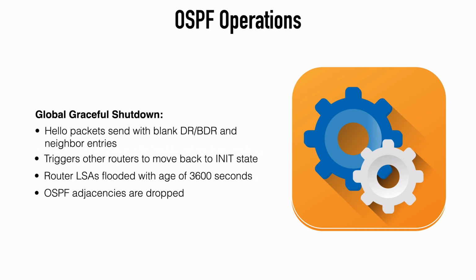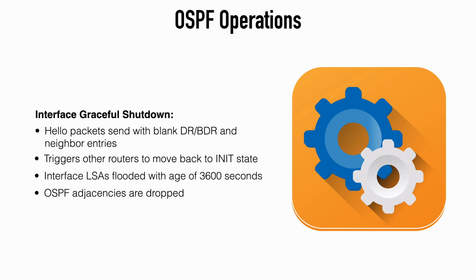At a global level, when we shut down an entire OSPF process, our router will send hello packets with blank entries for the DR and BDR, and also an empty neighbor list. Remember, we looked at these types of packets in Wireshark in a previous video. By doing this, this is going to trigger the other routers to go back to the init state, trying to reestablish bidirectional communication with neighbors. Also, all of the LSAs originating from this router will be flooded with the age set to 3600 seconds, or 1 hour. This is a way to eventually flush all of those LSAs out of the network. This router will then stop sending and receiving OSPF packets, and obviously will then drop all OSPF neighbor adjacencies.